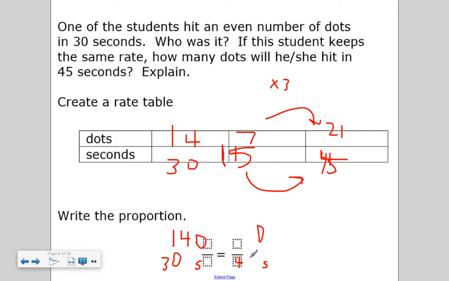So can 30 seconds go into 45 seconds? No, we had to break this down to 7 dots, 15 seconds. Then I build it up by 3, and that's where I get 21 dots in 45 seconds.